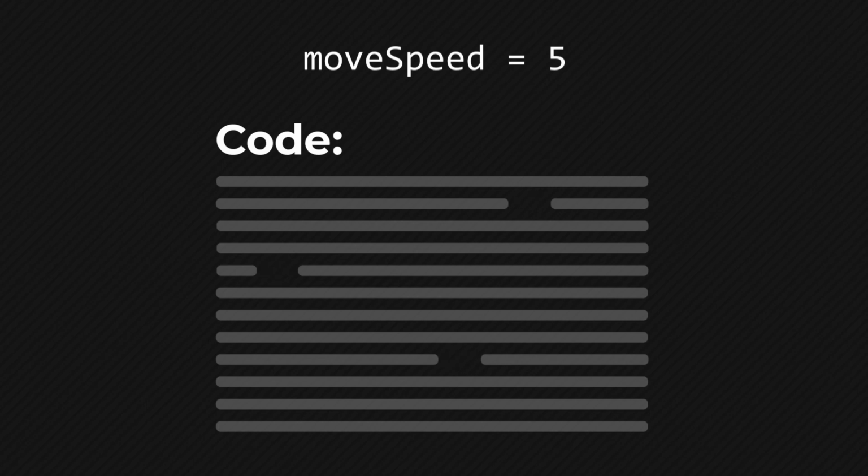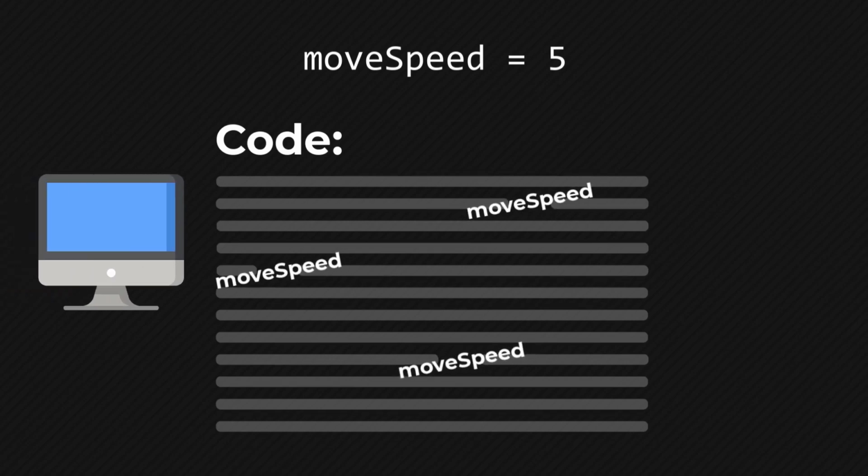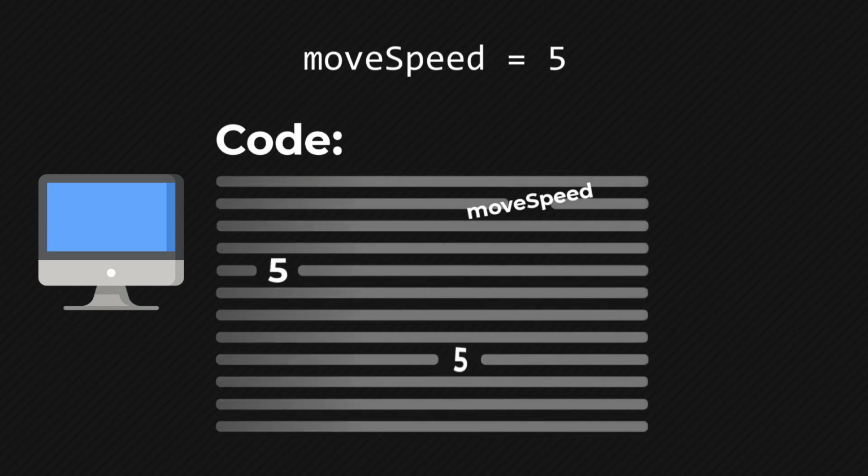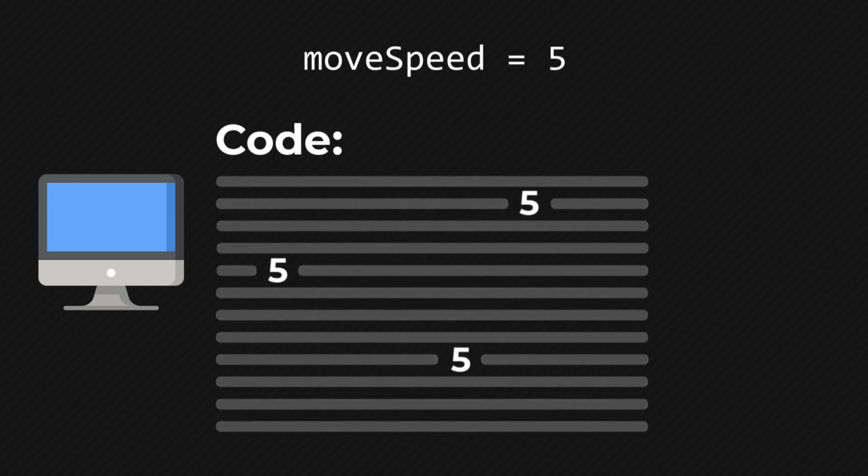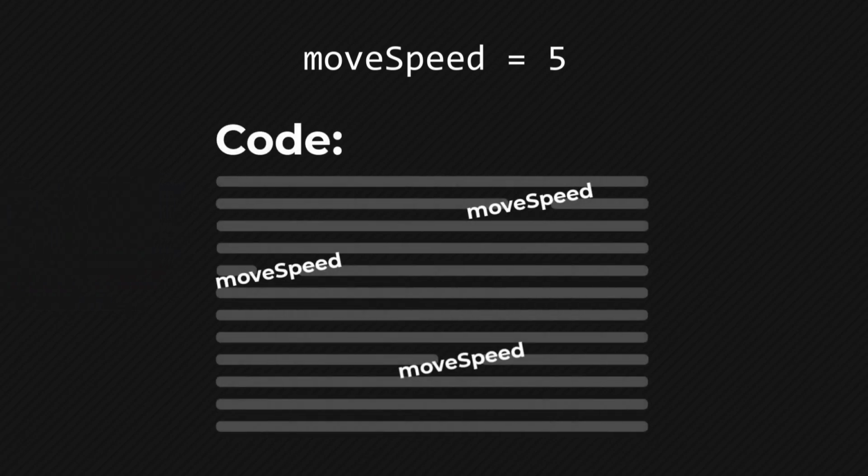Now whenever you need to specify the speed in your code, you can simply enter moveSpeed, and so when the computer reads your code, it's gonna see 5. So you have indirectly entered the value 5 through the variable. And now the main benefit of this is that you can change the value of moveSpeed to 6 or 10 or any other value, and you don't have to make any other changes anywhere else.